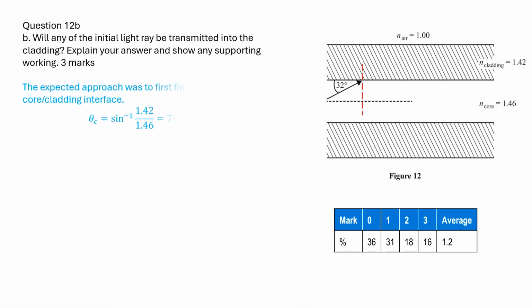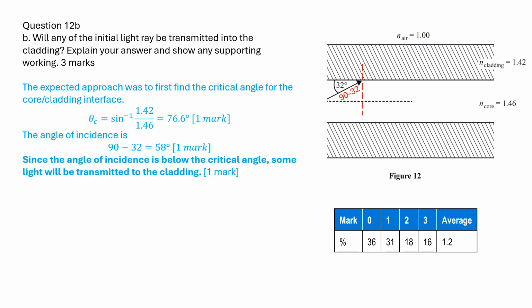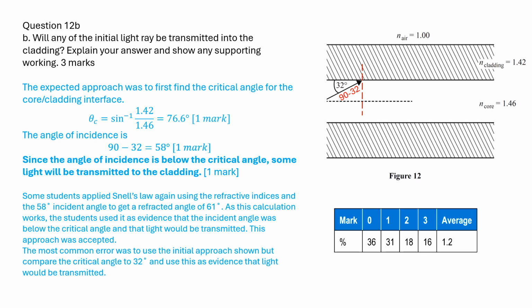First, we calculate the critical angle for the core/cladding interface. Then, we calculate the incidence angle. Since the angle of incidence is below the critical angle, some light will be transmitted to the cladding.